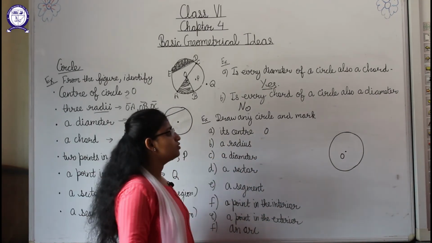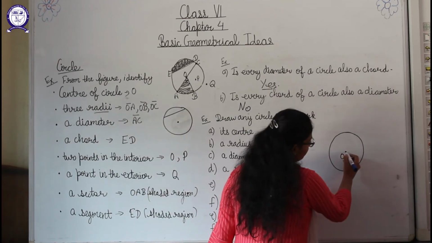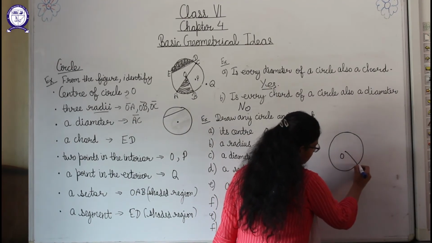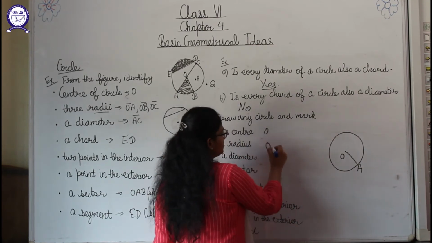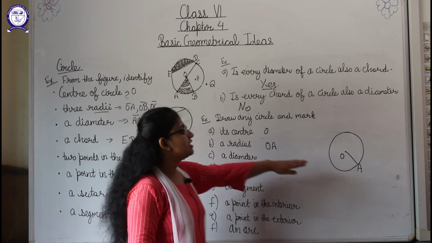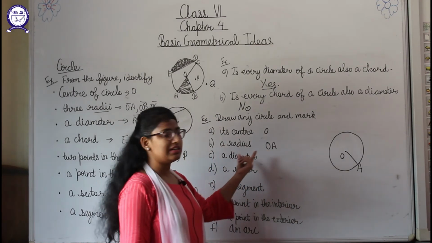Now a radius, we have to draw a radius. So from here I am joining this and I am naming it as A. So here OA is the radius. You will write that in the circle we marked OA as the radius.